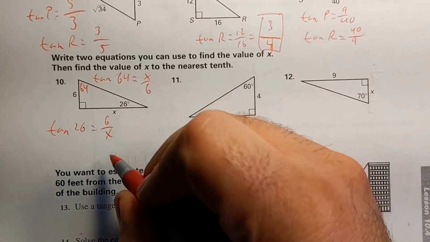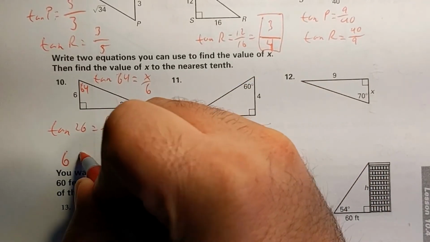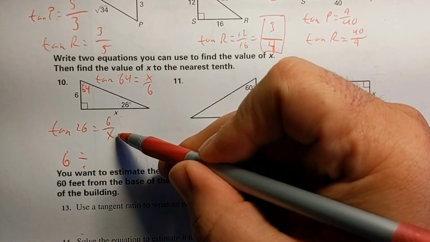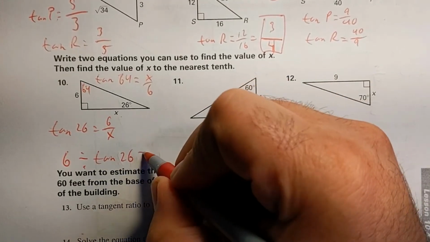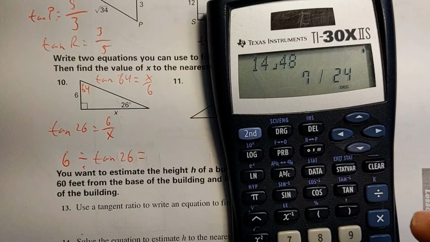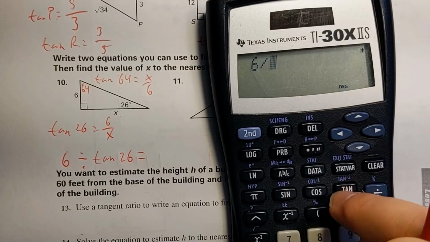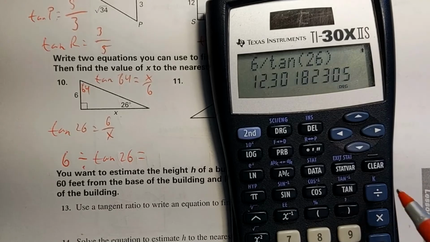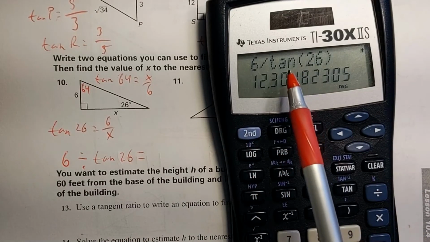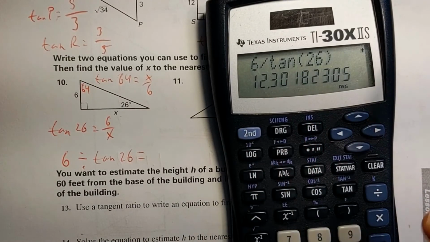When the x is on the bottom, you're going to put 6 divided by, because the x is on the bottom, and then the tangent of the angle. And the calculator is going to do the work from there. So 6 divided by tangent of 26. And this is a distance, so you can round to the nearest tenth, so that'd be 12.3.